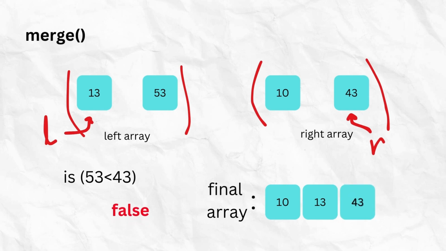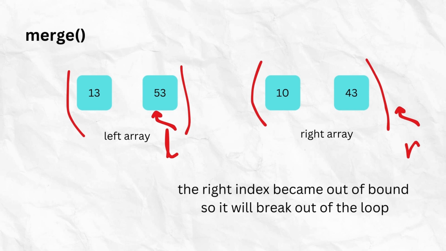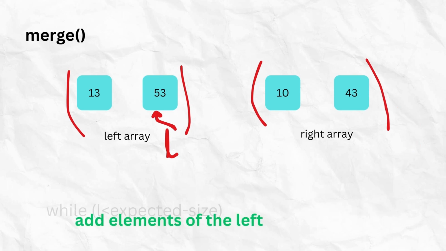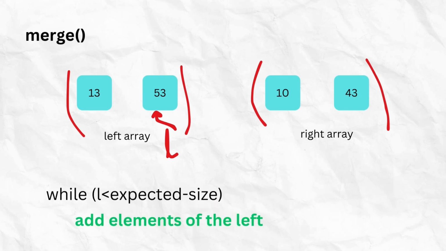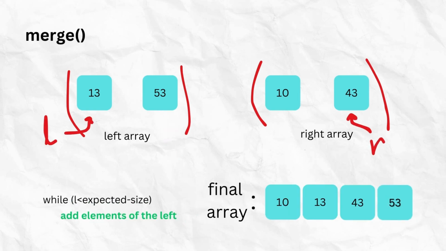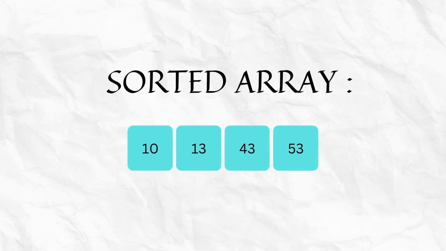Now we can notice that the right pointer is pointing at an index which is out of bounds, outside the right array. Which means, in short, we have exhausted all the elements of the right array. Once the elements of the left or the right array are exhausted, that is, there is no more element left in the array, then we will break out and simply add the elements in order from the other array. So we will add all the elements of the left, starting from the left pointer till the array is completed. Only one element is present in our case, so we will add the 53 to our final answer, and that is our final array. So we got our sorted array as 10, 13, 43, 53.